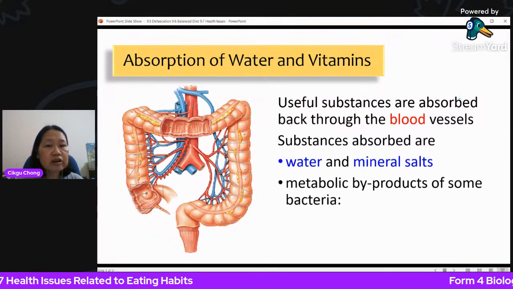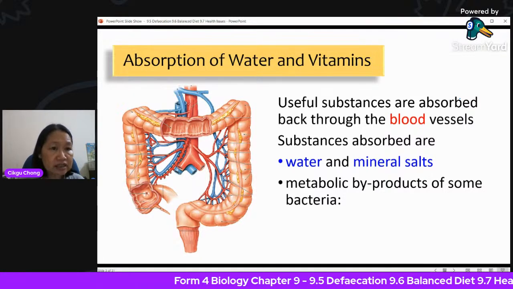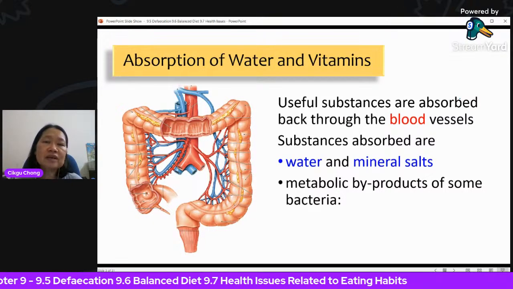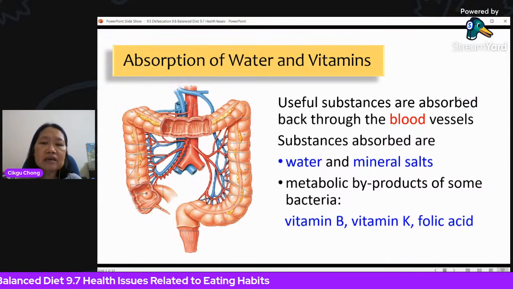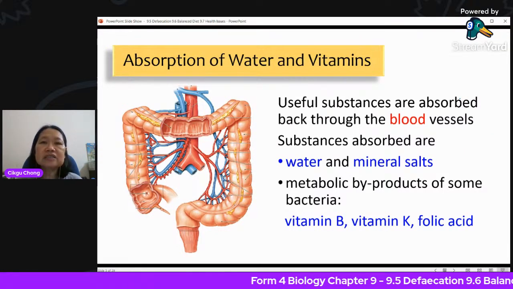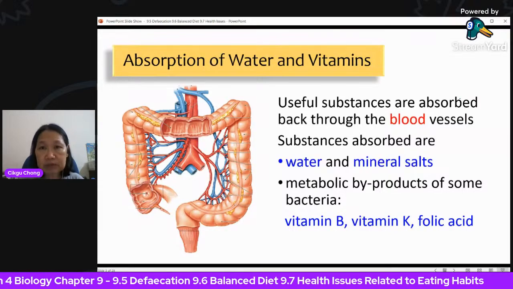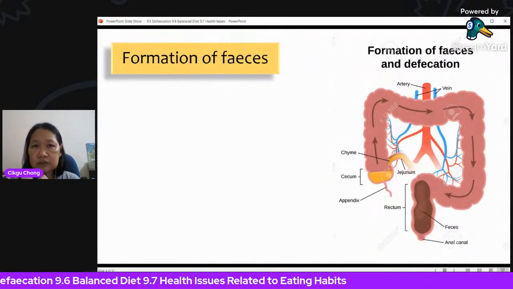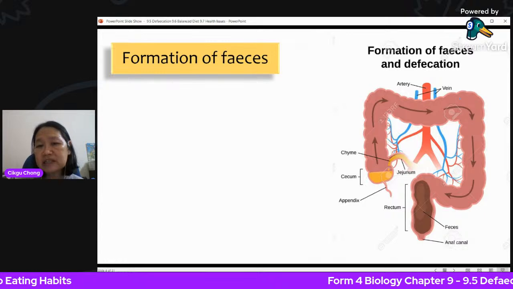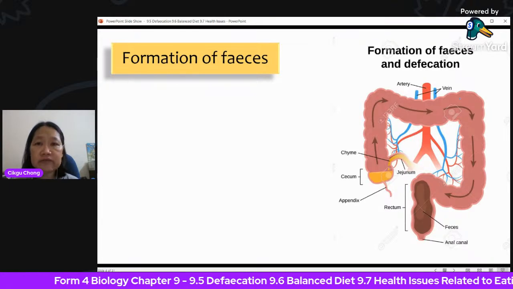Okay, this is useful. So we try not to remove water and some metabolic byproducts of some bacteria. The bacteria inside our large intestine, some of them are beneficial bacteria, which is good. They produce substances like vitamin B, which is good for our nerves, and vitamin K, which helps blood clotting, and also folic acid, which is a group of vitamin B. All these are absorbed together with the water into the blood vessels. And when it's being absorbed, you will find that the contents inside the large intestine will become drier. As it becomes drier, it will form the feces later, right?